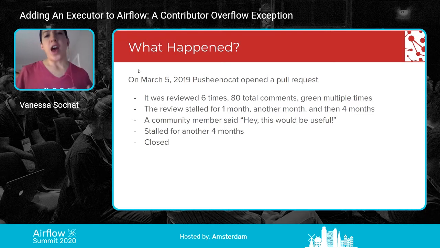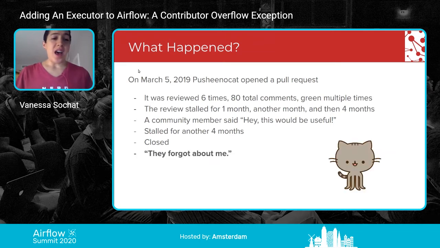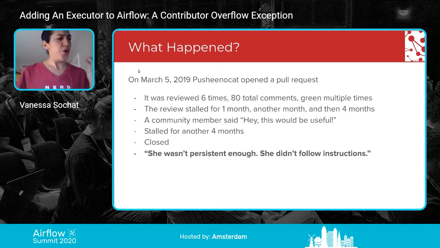So if you came back and you asked Pushinicat, what happened? She might have said, I don't know. I feel like they forgot about me. I thought I did everything right. I checked off all the boxes. The pull request was green. It must be something like that. But maybe if we had asked the community, they would have said, Pushinicat was not persistent enough. She didn't follow the instructions. Her PR was not of the highest quality.